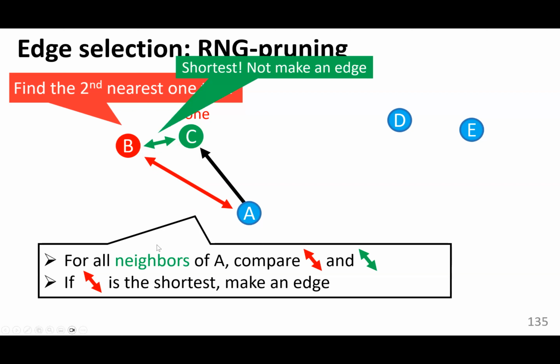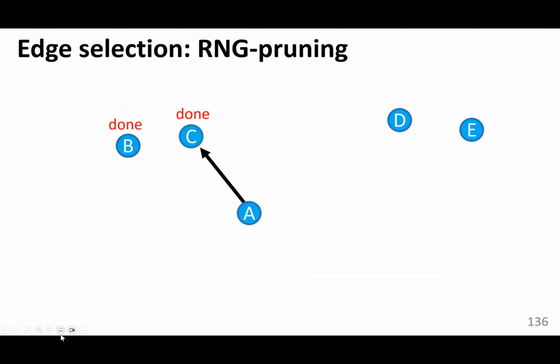Here, the green one is much shorter, right? So we don't make an edge. It's just an operation, just following this rule. It means that we have C, and B is very close to C, so we don't need to create an edge. That's all. Done.